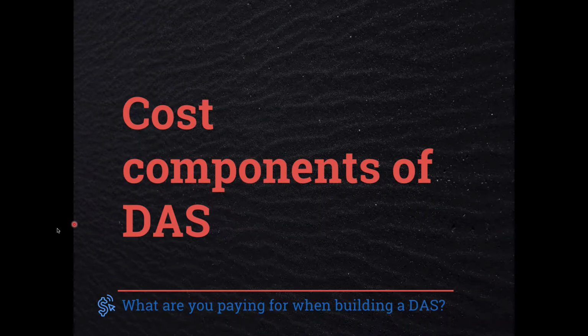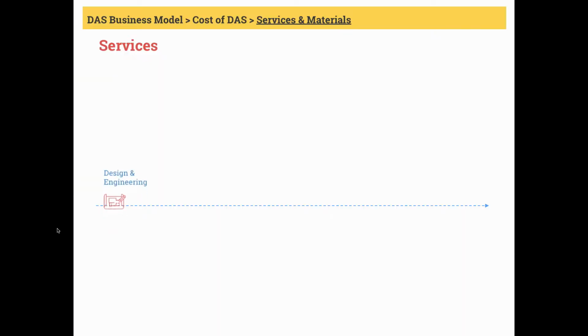Cost components of DAS. What are you paying for when you are building DAS? At a high level, there are three groups of cost buckets: services, materials, and building resources. In the service category, you are paying for design and engineering, which also includes benchmark data collection.